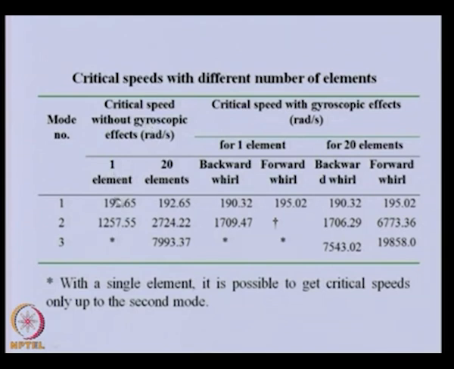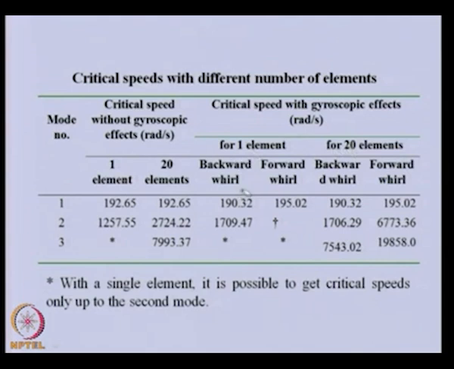For element 1 we got this, for element 20 we got quite close value, but for second there is a difference, but we expect this will be more accurate. For one element we could not get even the third mode, but if we take more number of elements, we can get the third mode critical speed also. This is with the gyroscopic effect for element 1 and element 20, number of element 20.